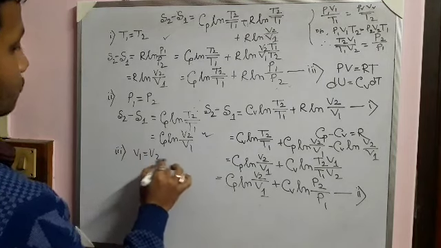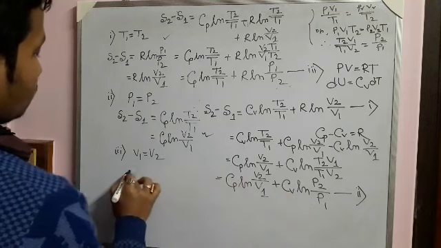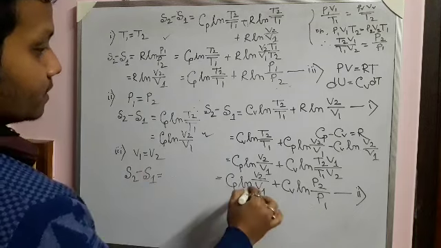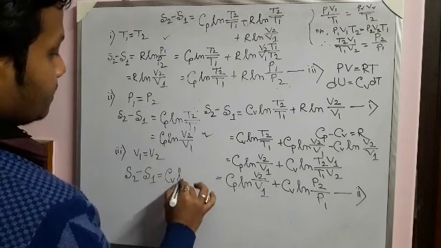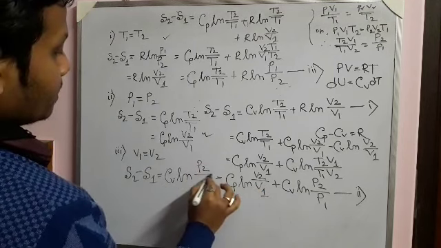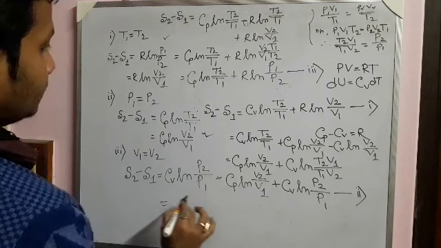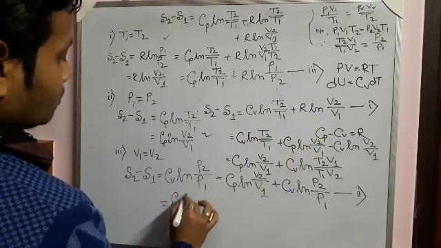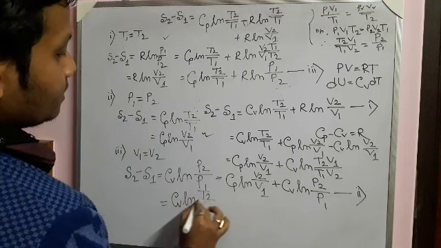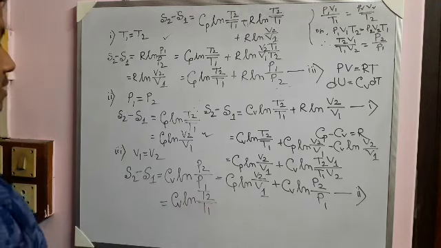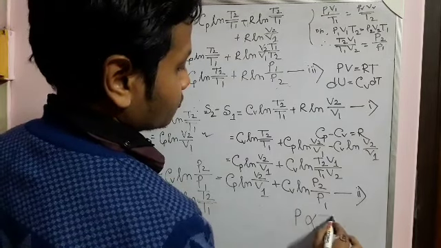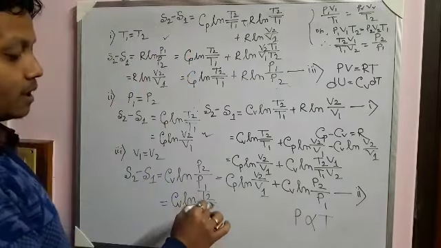V1 equals V2. So what will be my S2 minus S1, the change in entropy? This term cancels, that is Cv ln P2 by P1, this equals Cv ln T2 by T1. Okay, so this is also correct because when volume remains constant, pressure is proportional to T. So P2 by P1 equals T2 by T1.